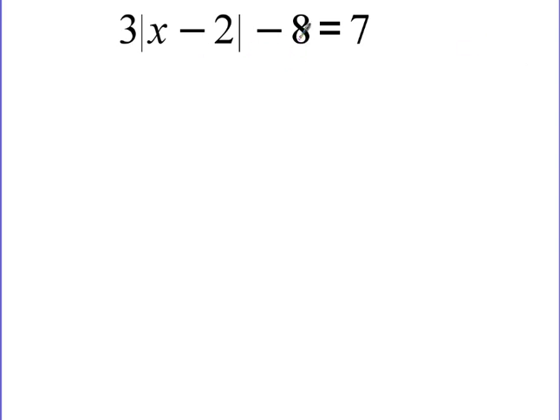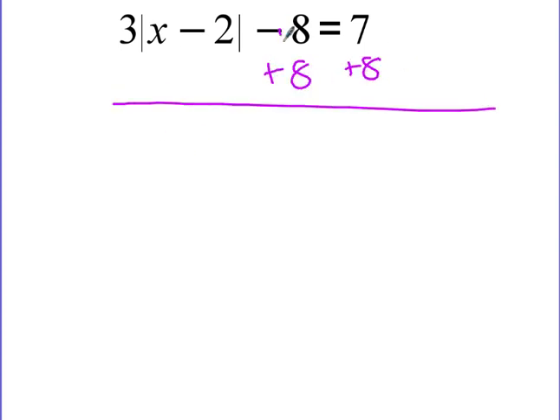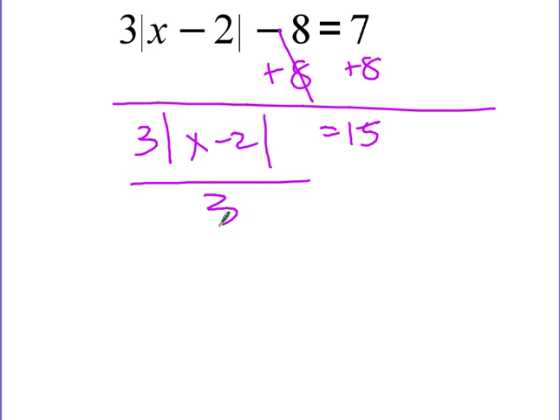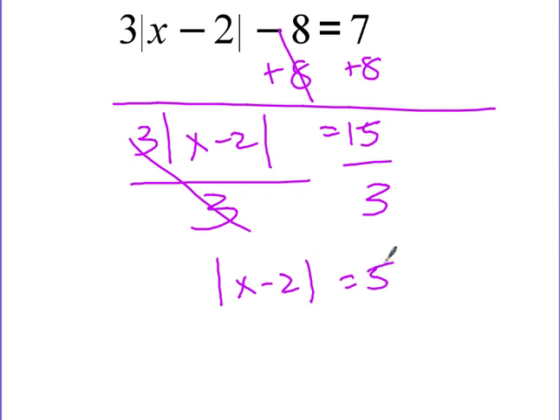Okay. So I'm going to isolate my absolute value expression first. I want to get rid of this minus 8, and I want to get rid of this times 3. This is still multiplication. I know there's no parentheses, but when you have a value right up against the absolute value symbol, this represents multiplication. So I'm going to add 8 to both sides. That goes away, and I get 15. I still have 3 times the absolute value of x minus 2. Now I'm going to divide by 3 on both sides, because this is 3 times the absolute value. So the absolute value of x minus 2 is going to be equal to 5.